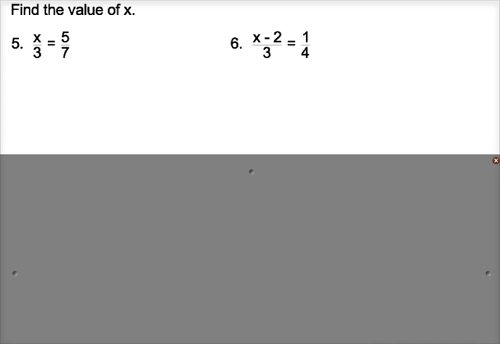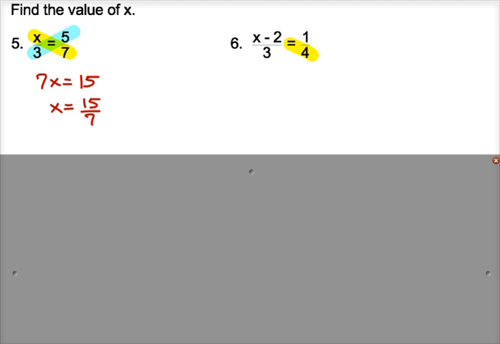Find the value of x. So cross multiply. If I start with my x times 7, I get 7x equals, cross multiply in the other direction, 3 times 5 should give me 15. Divide each side by 7, and I notice it doesn't come out nice and it doesn't reduce, so I'm just going to leave it as 15 sevenths.